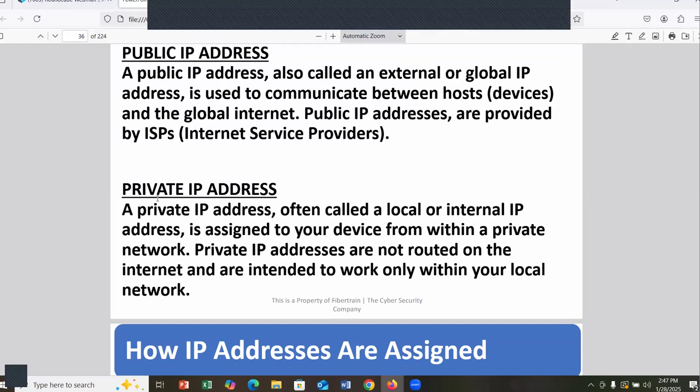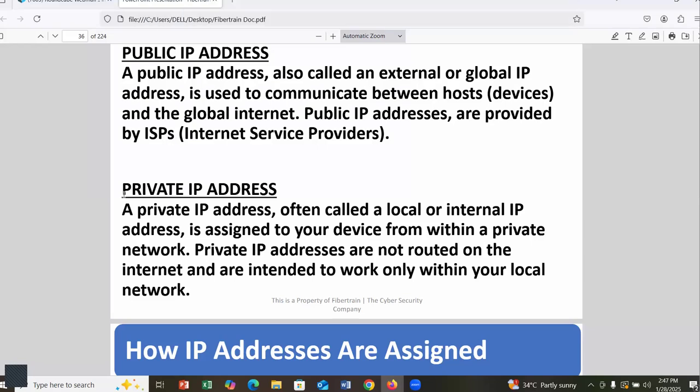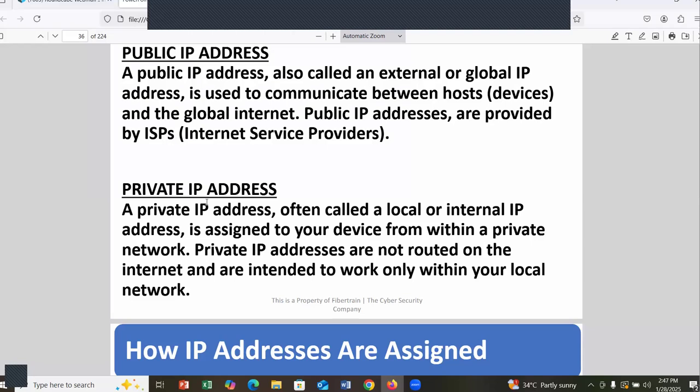But the second type of IP, which is a private IP, is the one that we use in a local area network. Anytime we are hearing about LAN, the type of IP that we make use of in a LAN is what they call a private IP address. Those IP addresses cannot browse the internet. They can only work within your private network.